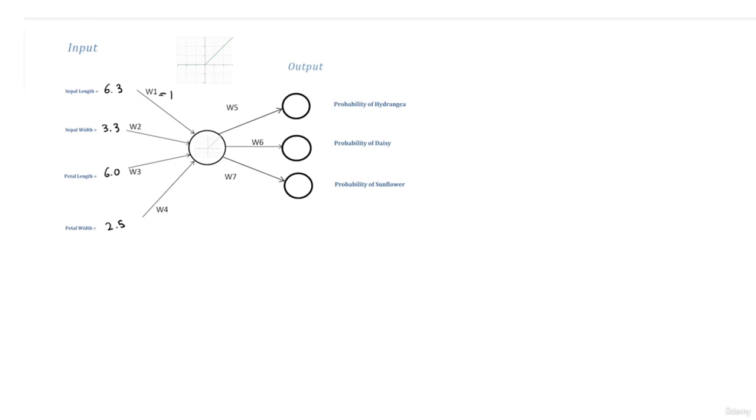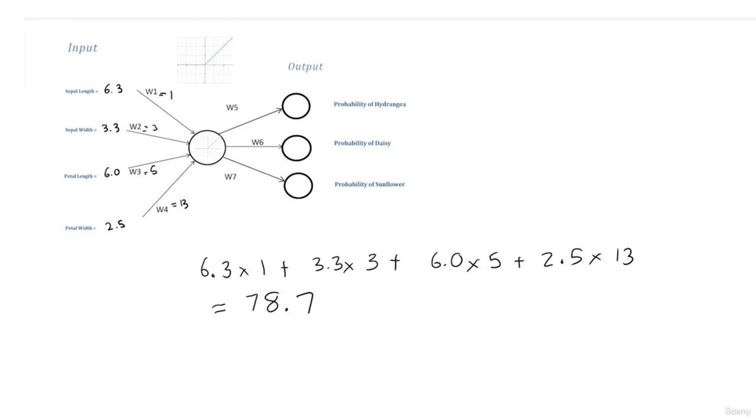So, for example, if we had the weights 1, 3, 5, and 13, we would multiply each weight by the input and pass it through the neuron's activation function. This specific neuron has a ReLU, or rectified linear unit, activation function, so it would pass out the sum that was inputted if the sum is greater than or equal to 0, and output 0 if the sum was less than 0. Since the sum is greater than 0, it would output the sum. This sum is then multiplied by the weights coming out of the neuron.